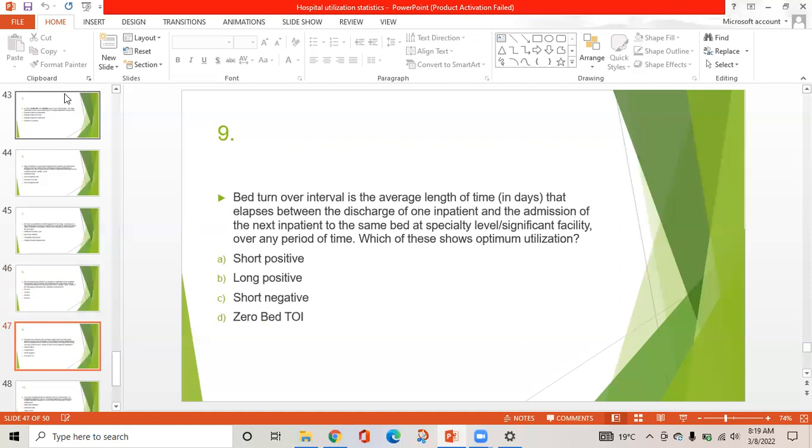Ninth MCQ: bed turnover interval is the average length of time in days that elapses between the discharge of one inpatient and the admission of the next inpatient to the same bed at specialty level, a significant facility over any period of time. Which of these shows optimum utilization? Option A, if it is short positive, option B, long positive, option C, short negative, and option D, zero bed turnover interval.